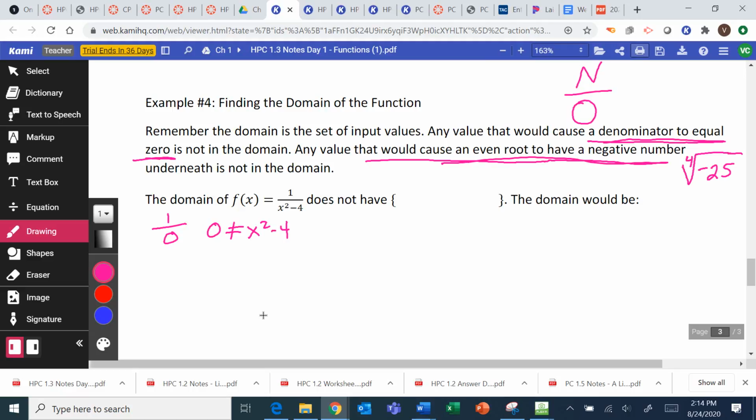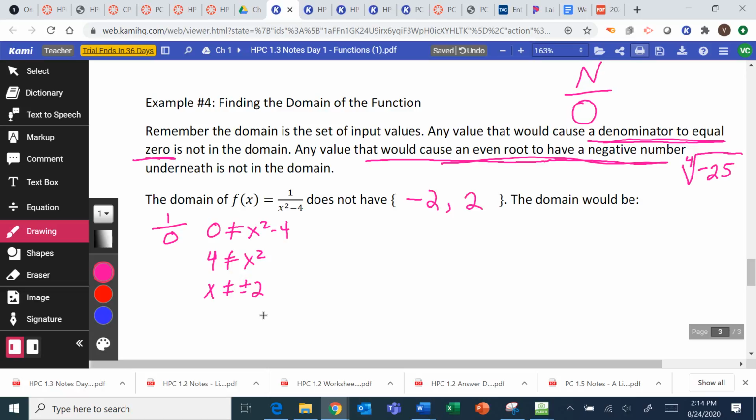I'm going to move the 4 over, and then I'm going to square root both sides. And when I square root both sides, I get positive and negative 2. So that's one way of solving it. Right, so this would not have negative 2 or positive 2 in the domain.